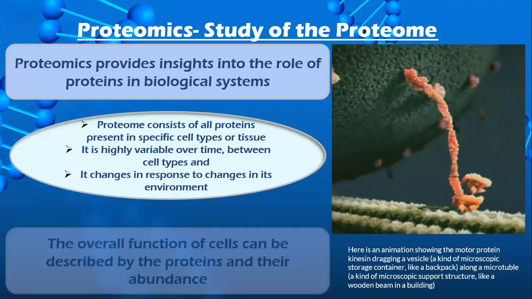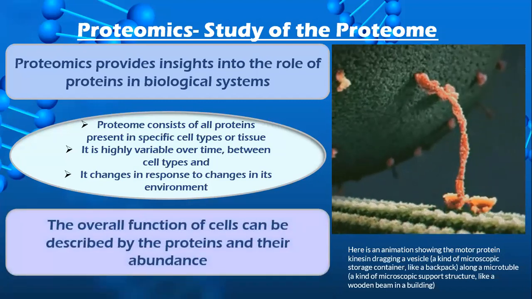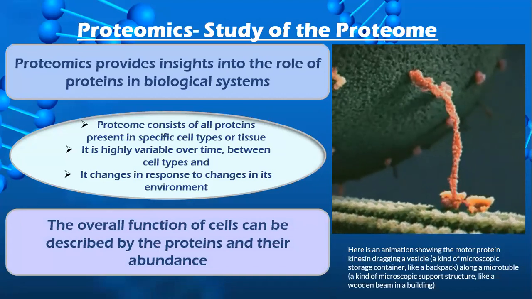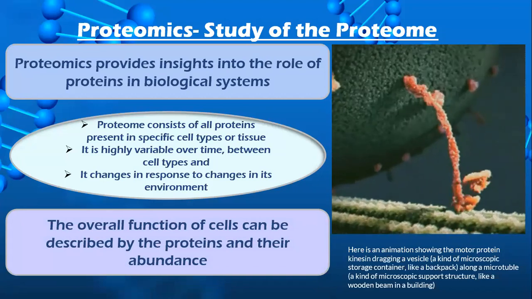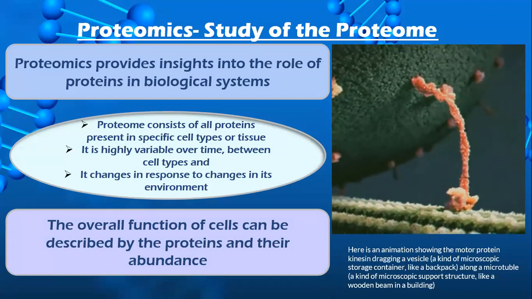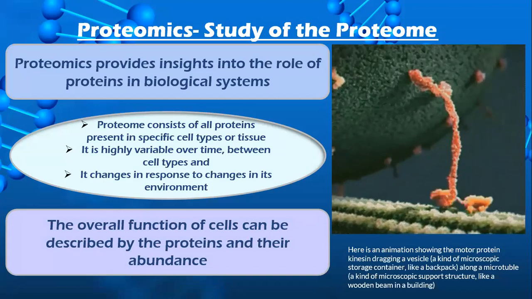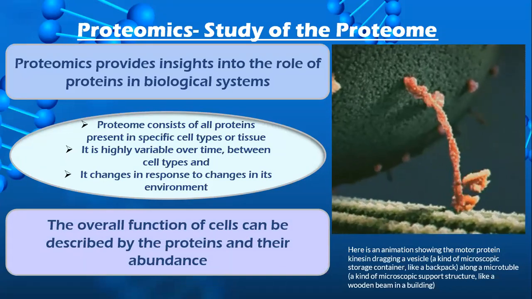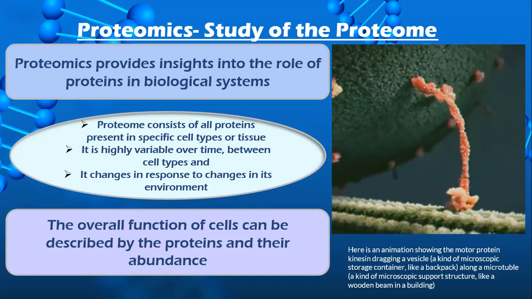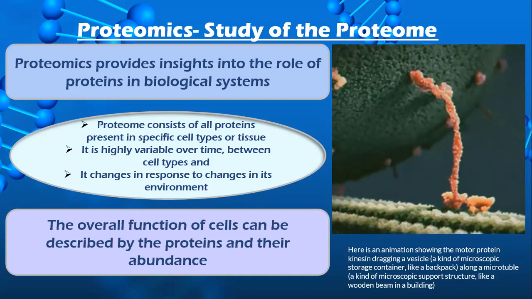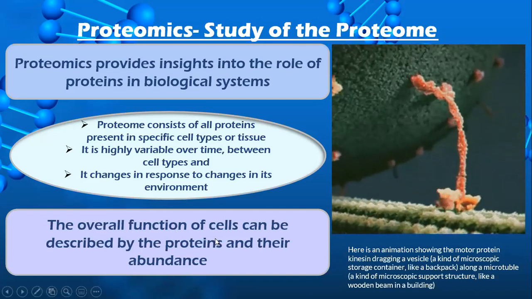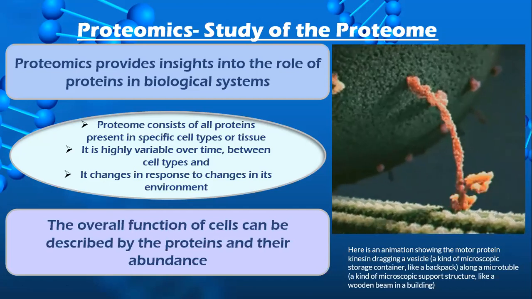So proteomics can provide significant biological information for many biological problems, such as which proteins interact with a particular protein of interest, for example, the tumor suppressor protein P53, which proteins are localized to a subcellular compartment, and which proteins are involved in a biological process, for example, the circadian rhythm. And the overall function of the cells can be described by the proteins and their abundance.